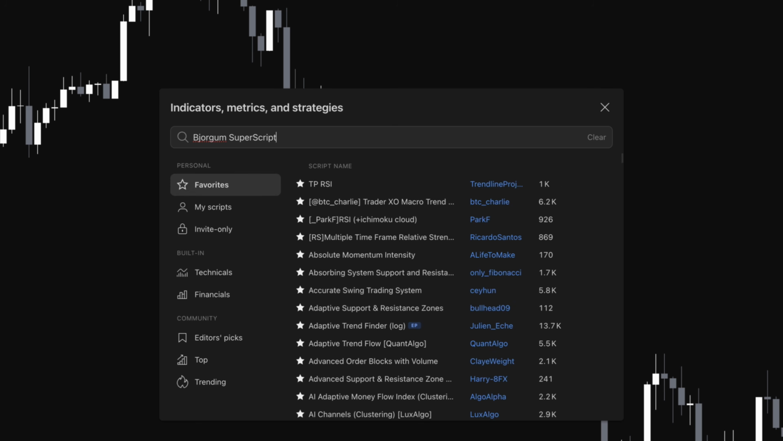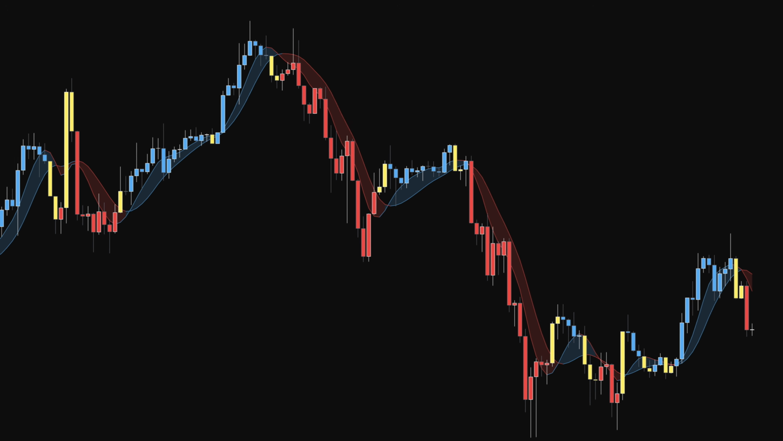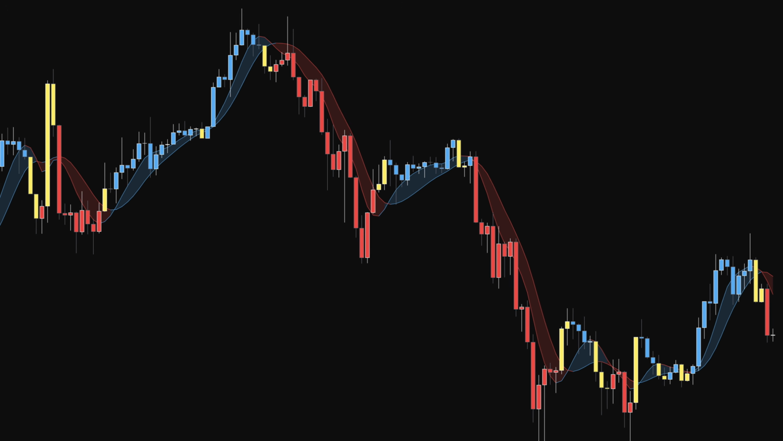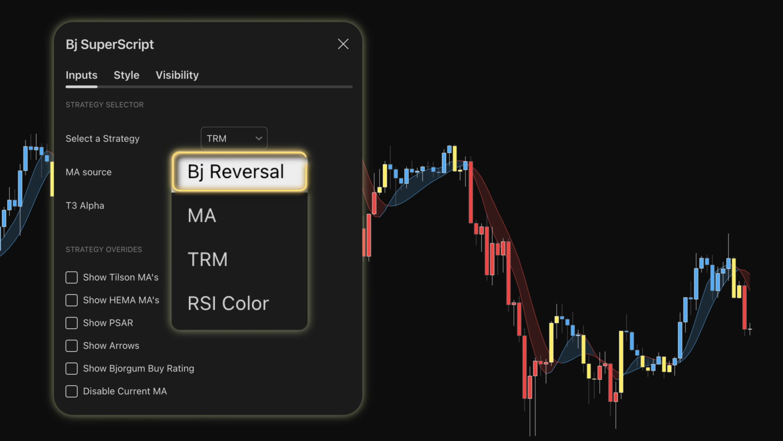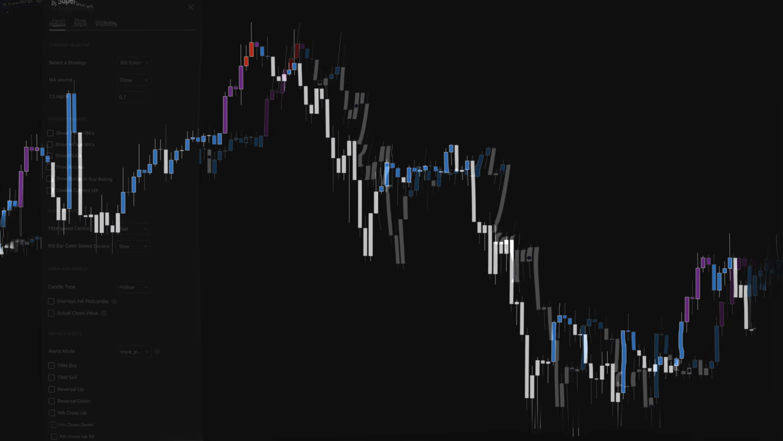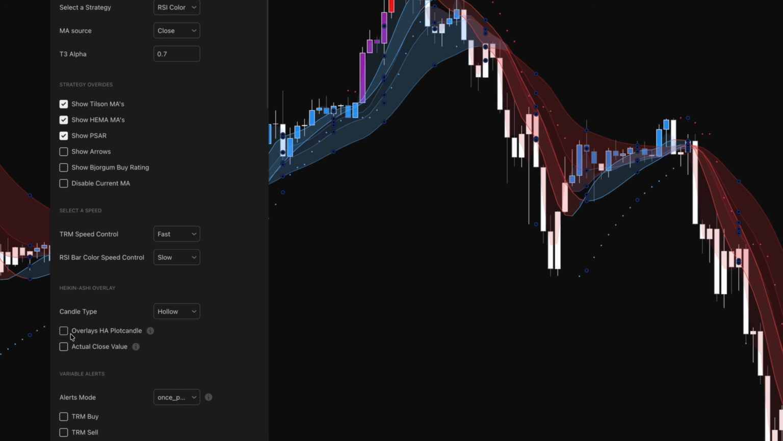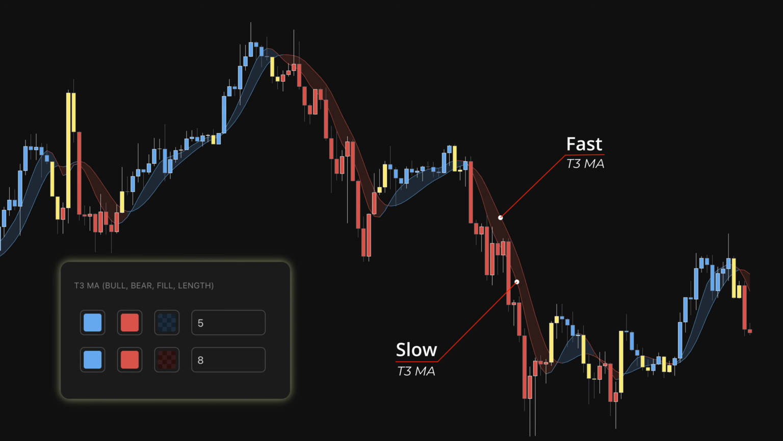Bjorgum SuperScript. Created by Bjorgum, this Pine script consolidates multiple technical analysis systems into a single interface with 4 selectable strategy modes: BJ reversal, MA crossovers, TRM, and RSI color coding. It combines Tilson T3 moving averages, HEMA, TSI, RSI, and parabolic SAR into a unified framework with extensive customization and alert capabilities. The BJ reversal strategy uses dual T3 moving averages to identify trend continuation and reversal patterns.